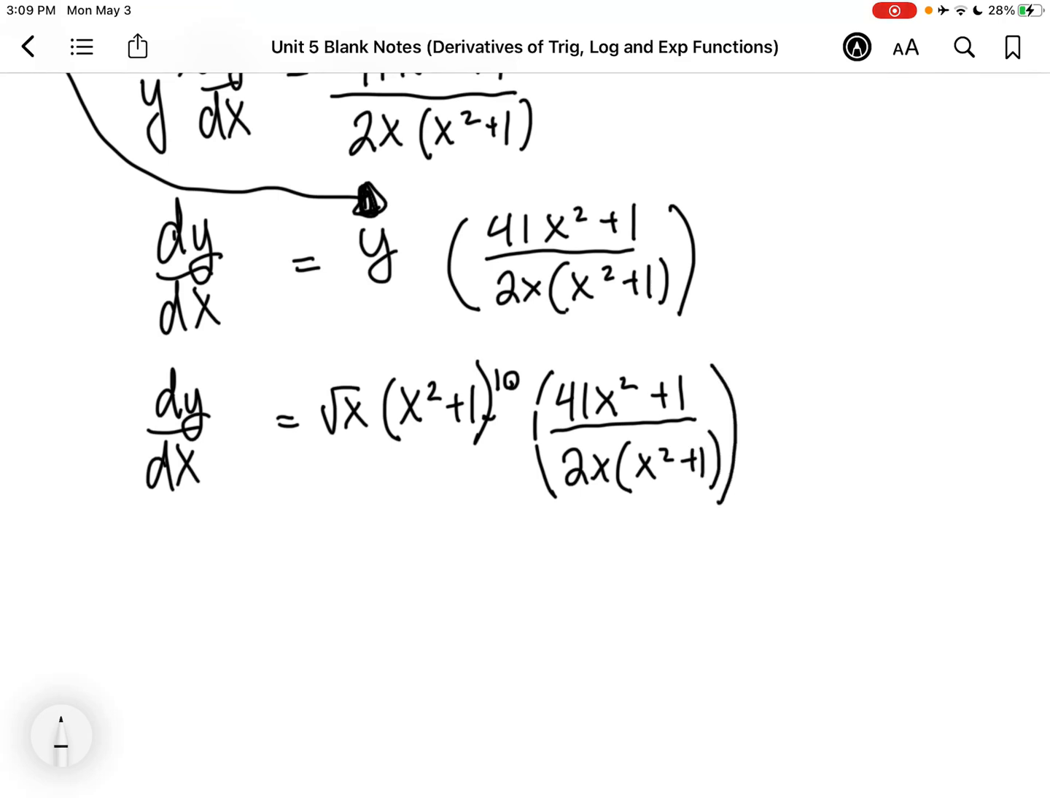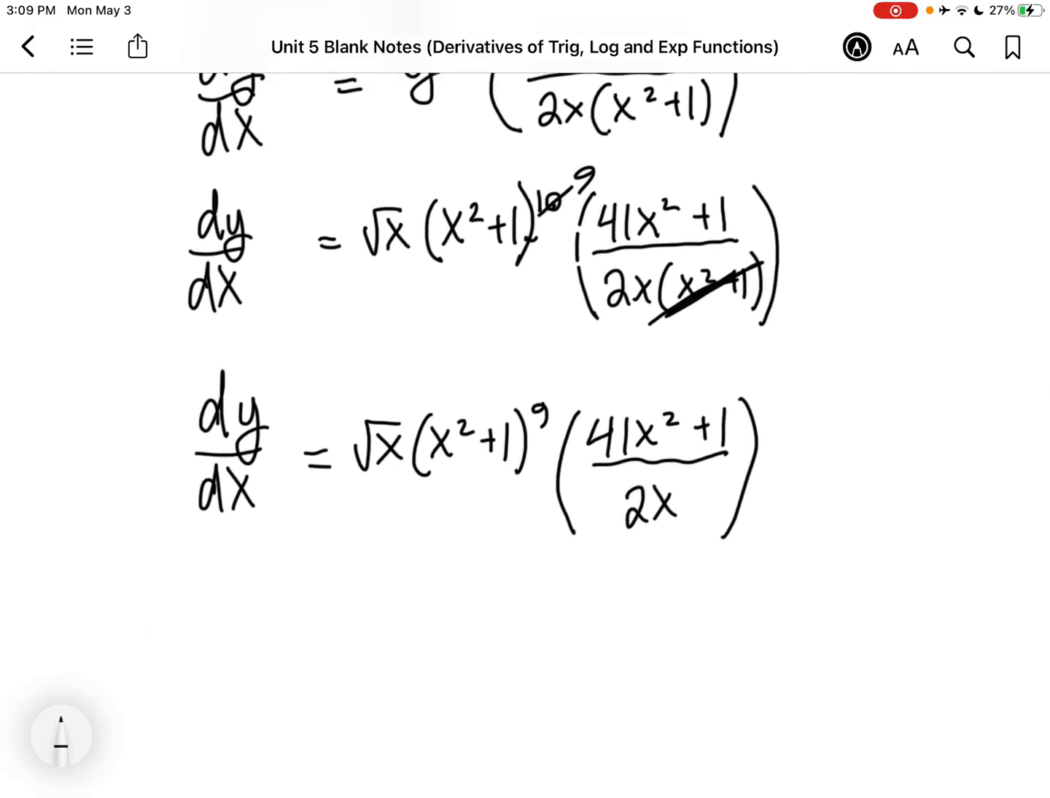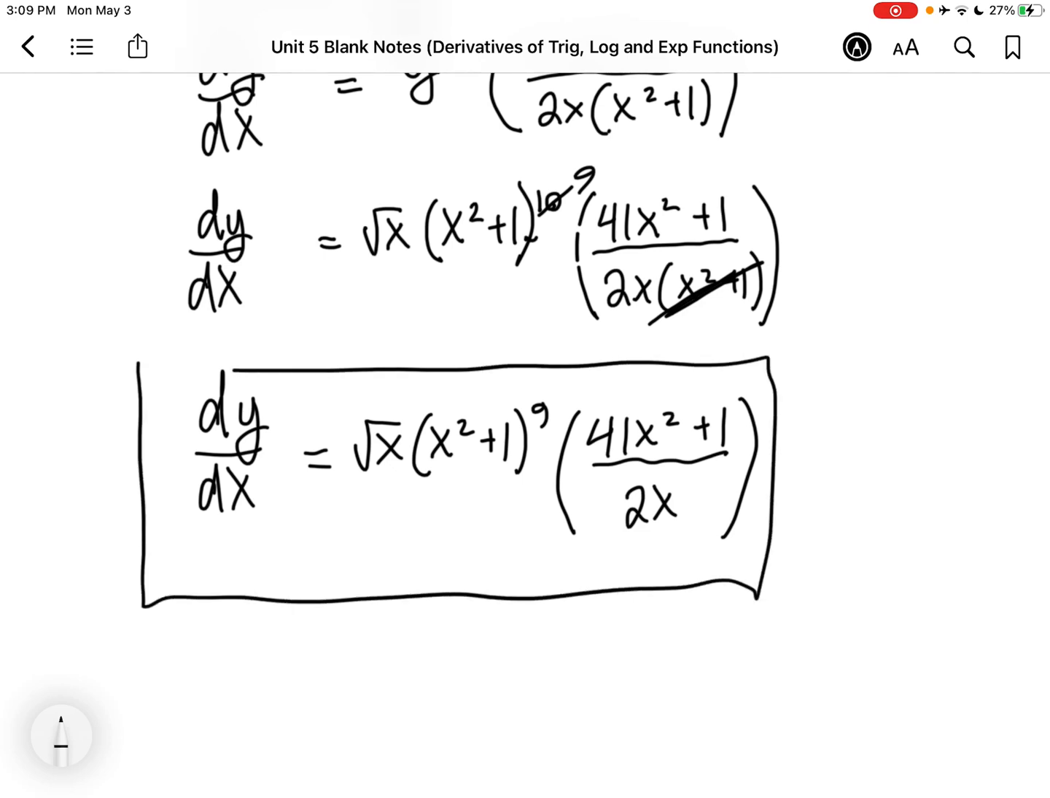Okay, and now we actually have a common factor in the numerator and denominator, because there's a common factor of x squared plus 1. So we can cancel that. So this will cancel with one of these. And all together, dy dx will be the square root of x times x squared plus 1 to the 9 times 41x squared plus 1 over 2x. And that's about as far as we'll go.